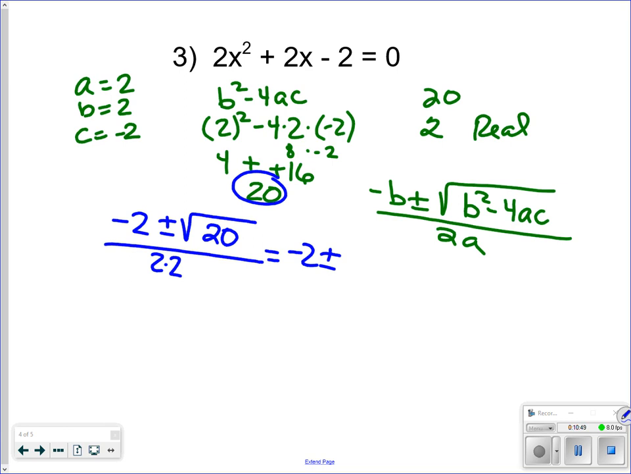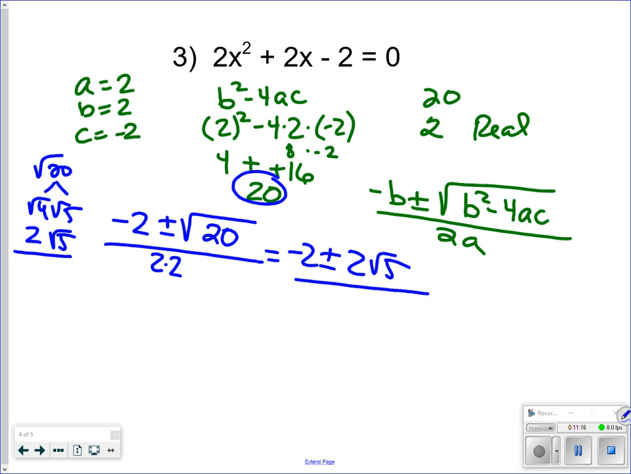The square root of 20 can reduce. What are your two numbers you're going to use for 20? Biggest thing you can find? Don't take 10 times 2 because 10 is not a perfect square. 4 and 5. Square root of 4, 2, drop down the root 5. So back here, negative 2 plus or minus 2 root 5 over 2 times 2, 4.